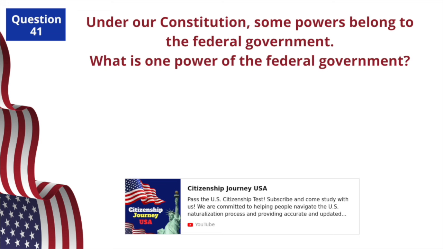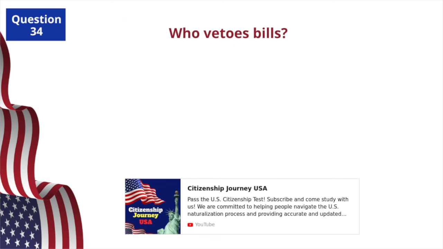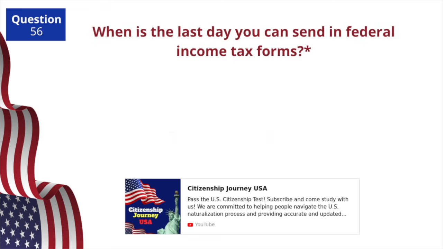Under our Constitution, some powers belong to the federal government. What is one power of the federal government? To print money. Who vetoes bills? The president. When is the last day you can send in federal income tax forms? April 15.